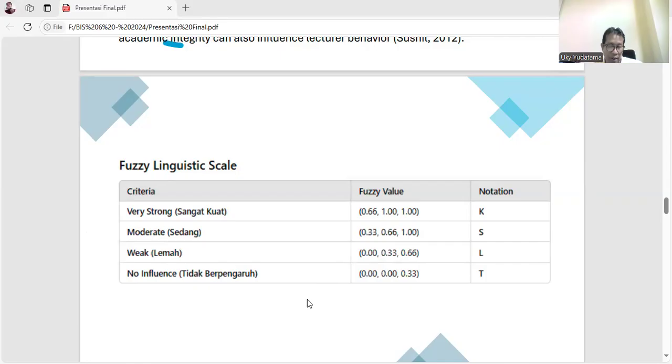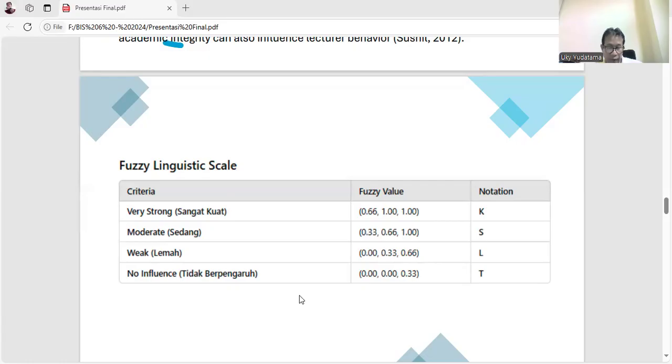1. Very strong, fuzzy value 0.66, 1.00, 1.00, notation E. This represents a very strong influence between factors. Moderate, fuzzy value 0.33, 0.66, 1.00, notation S. This indicates a moderate level of influence, meaning the factors have a significant but not overwhelming effect on each other.